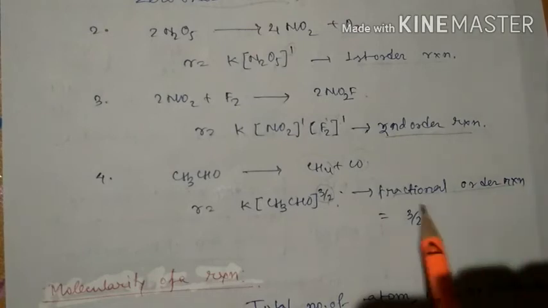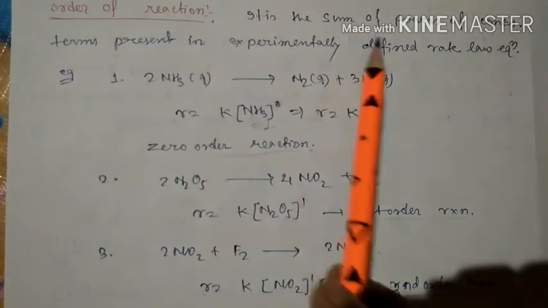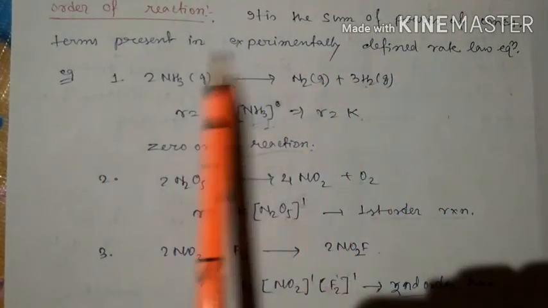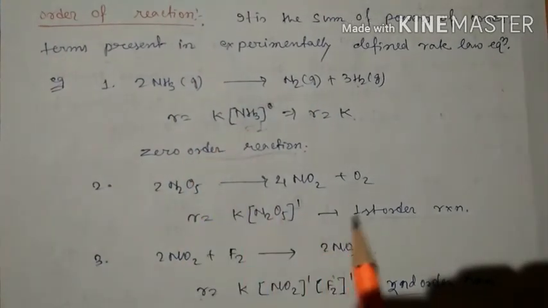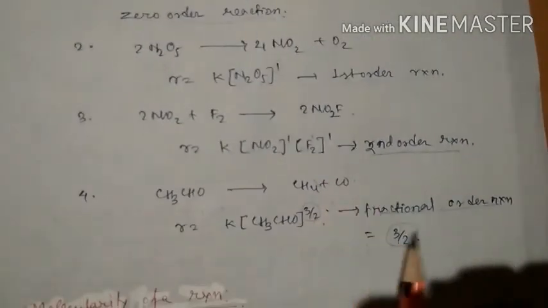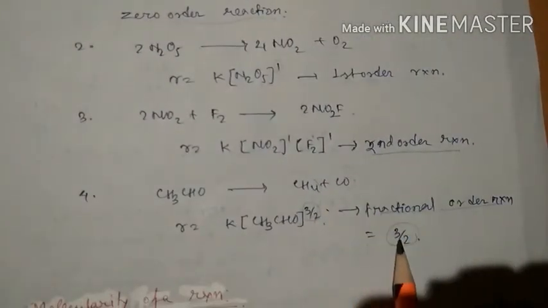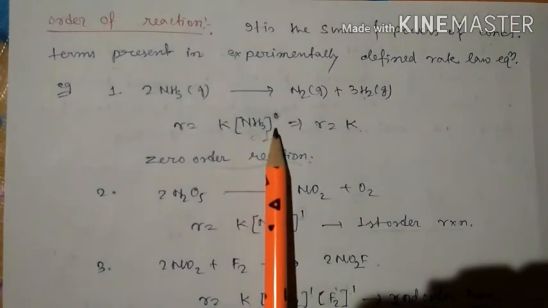Fractional order 3/2. Okay. Now from this concept, what can you say? The order of a reaction is simply the sum of the powers of the concentrations, and it is expressed experimentally, not theoretically. Second, the order of a reaction may be a fraction. Next, the order of a reaction can be 0 also.